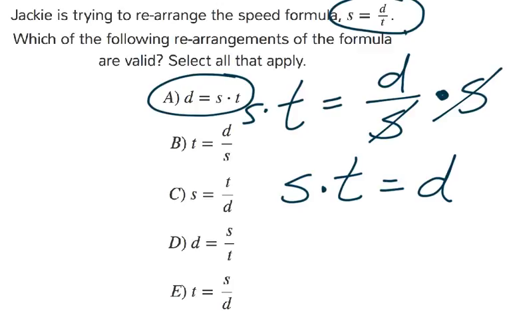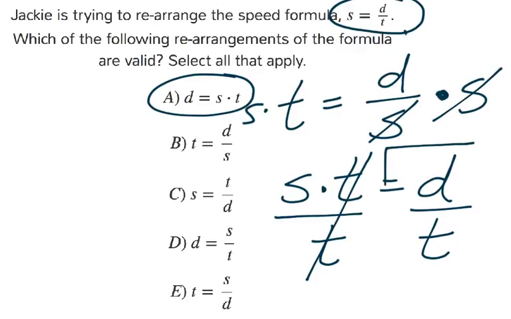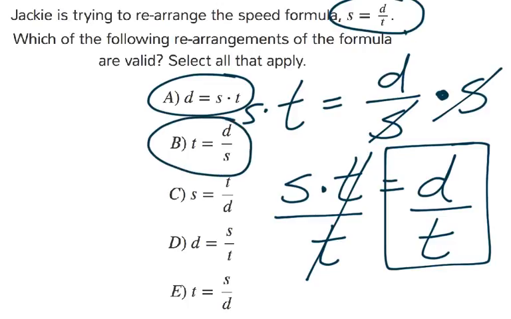Great. There's no more denominators with an s. And then I'm going to go ahead and divide by t, because I'm trying to get s by itself to match that original formula. These cancel out, and again I have s equals d over t. So again, that works. Great. B is also a valid answer.